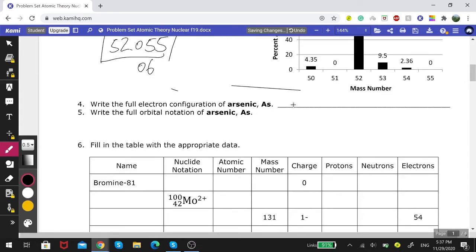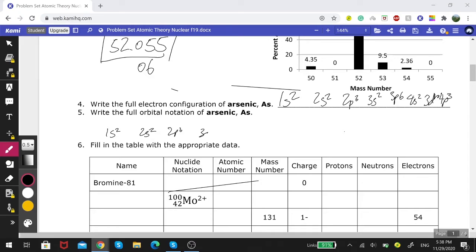Write the electron configuration for arsenic, As. Okay, As is number 33 on the periodic table, so it's going to be 1s2, 2s2, 2p6, 3s2, 3p6, 4s2, 3d10, 4p3.